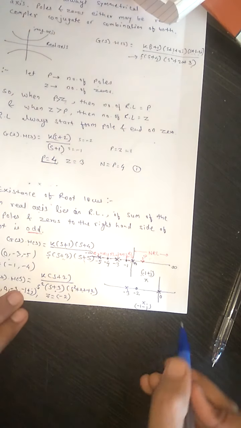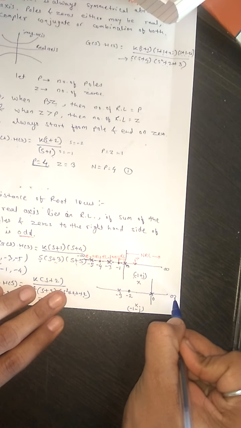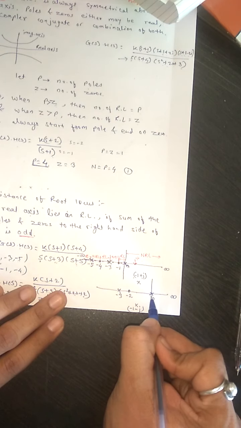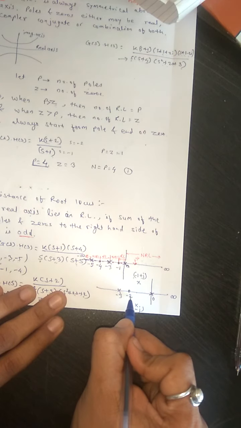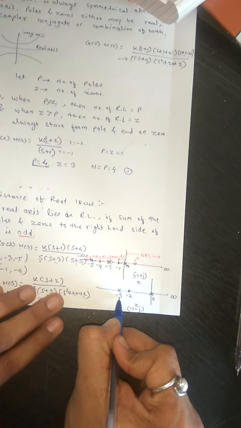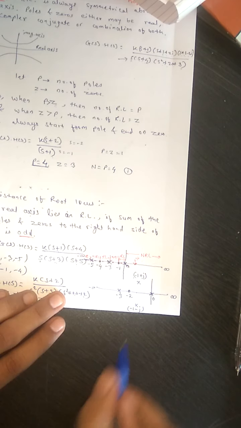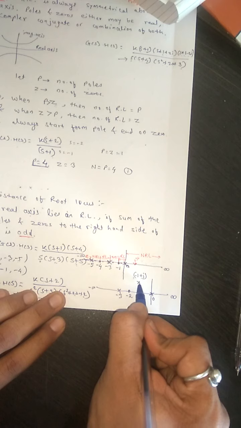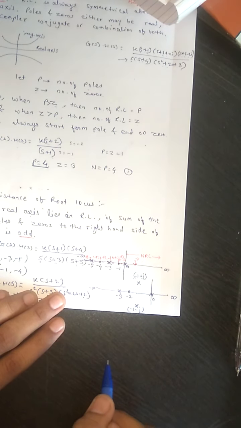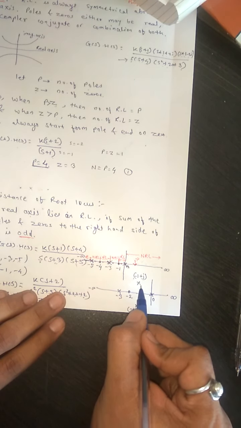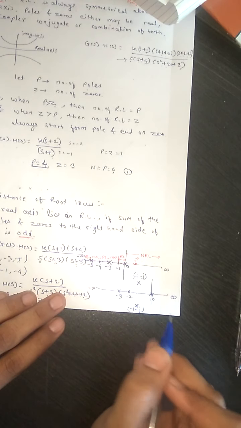Now we need to check existence of root locus. So it will start from infinity. Infinity to 0 is the first region, 0 to -2 is the second region, -2 to -3 is the third region, and -3 to -infinity is the last region. In this count, I do not consider complex pole or complex zero. Okay, don't count your complex pole and complex zero while checking existence of root locus. Clear?